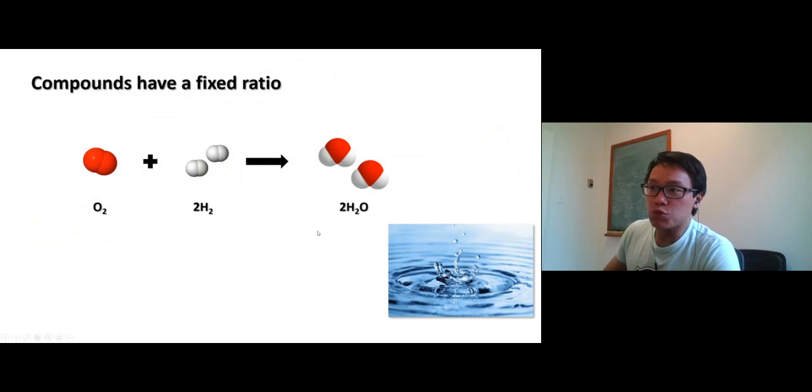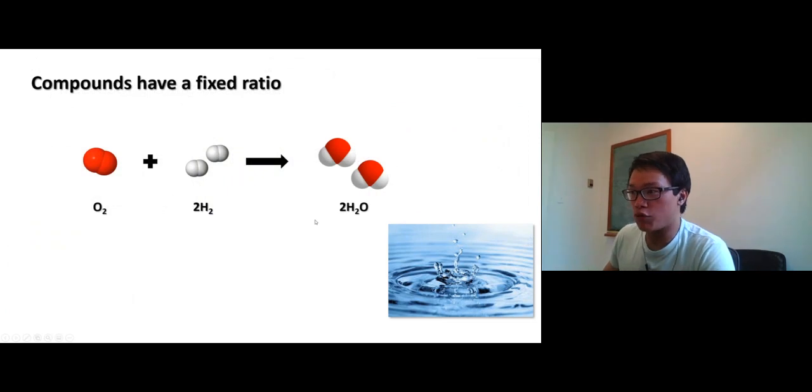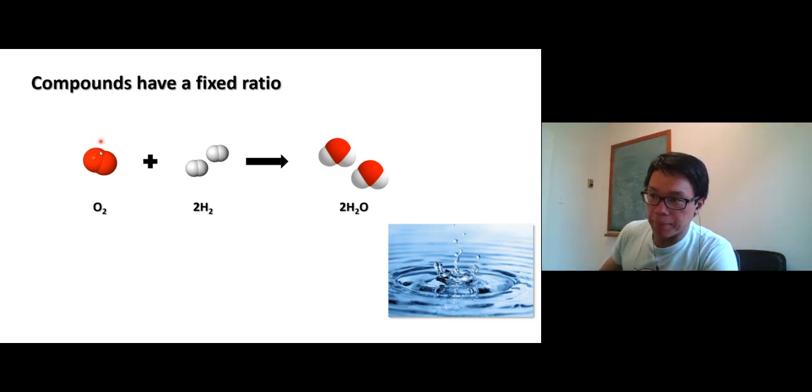Okay, and guess what? Compounds have a fixed ratio. For example, to make water, you will need 2 atoms of hydrogen and 1 oxygen. See that? So the ratio of combining oxygen and hydrogen is going to be 2 to 1. No, 1 to 2 ratio. 1 oxygen per 2 hydrogen atoms. If we have 2 oxygen atoms, we'll need 4 hydrogen atoms.